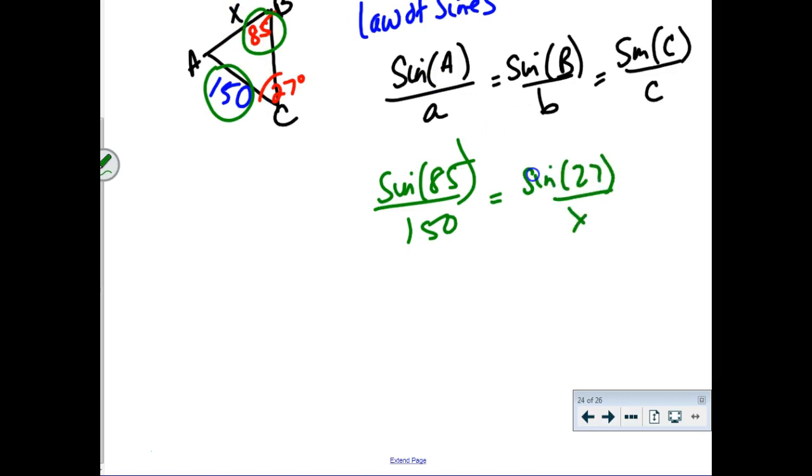So if you're typing this problem in, you got to be in what mode? This is in degree mode. Sorry for all the flipping today. And I think you get 68.4.